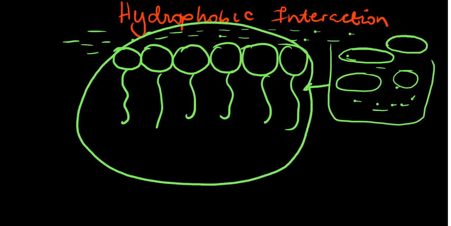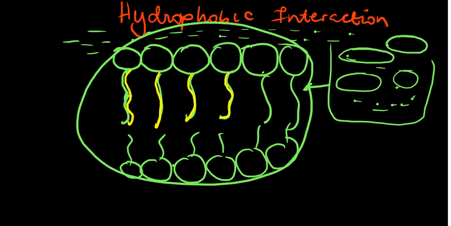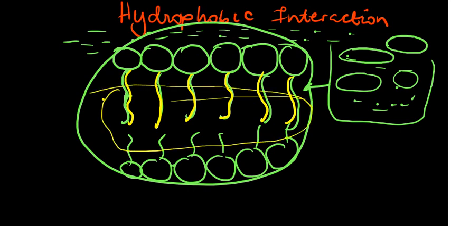So all the hydrophobic ends will come together, they'll shun away from water. So they are water hating. That's why they're called hydrophobic, water hating. These ones that you can see here are hydrophobic, so they will shun away from water and they'll come together. They'll face each other like this. While the hydrophilic ends, which are the water loving, are the ones that will face the water, because they'll interact.